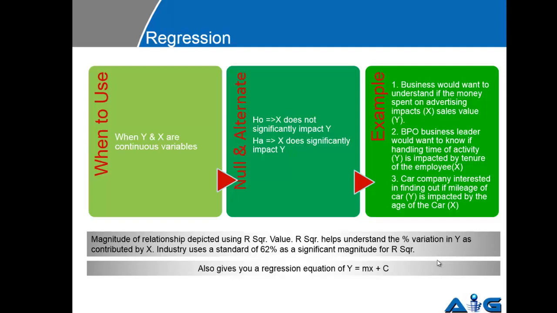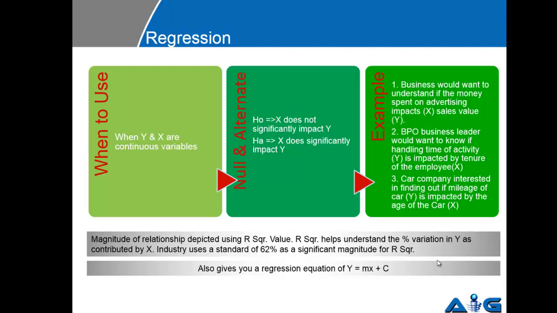impacts my y. The same examples of impact of advertisement on sales, impact of tenure on handling time, impact of age on mileage, etc. could be the examples for a regression test. And much like the correlation test, the magnitude of relationship of X and Y is depicted in a regression test using a R-square value. R-square value, also referred to as coefficient of determination, helps you understand the percentage variation in Y as contributed by X.